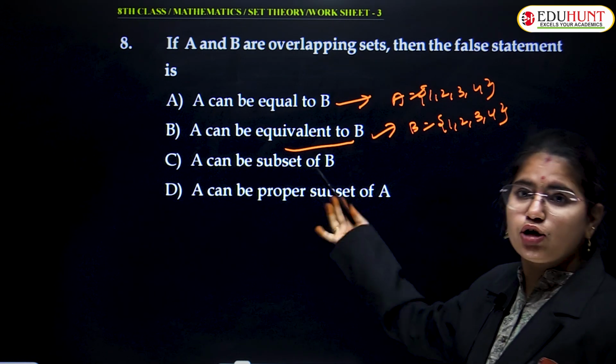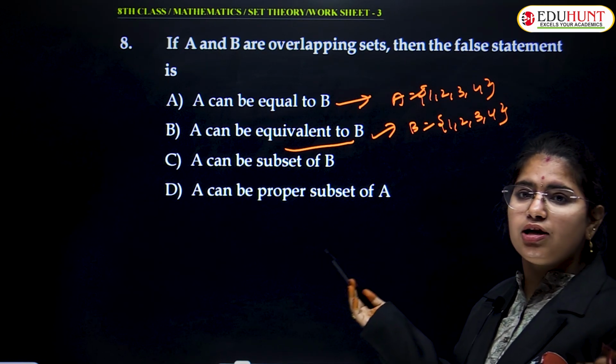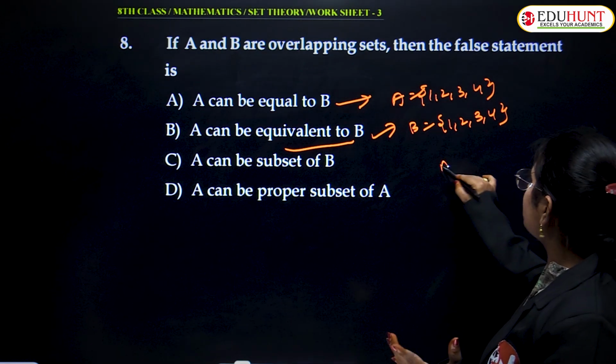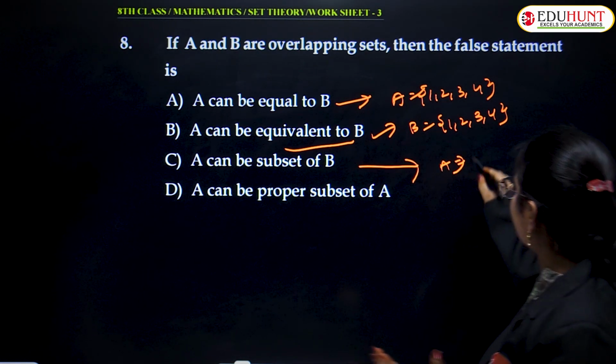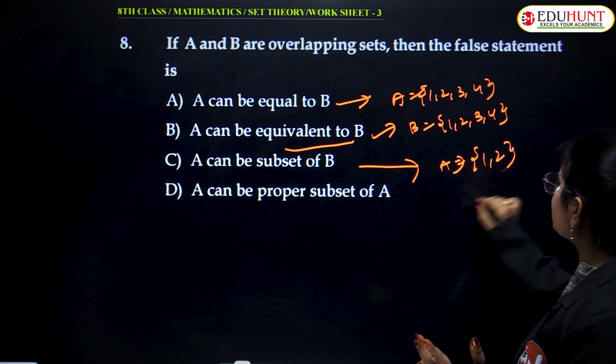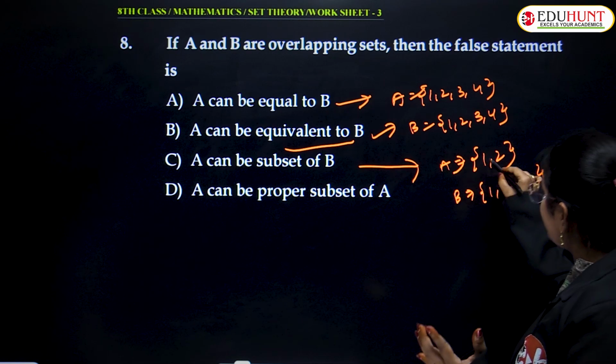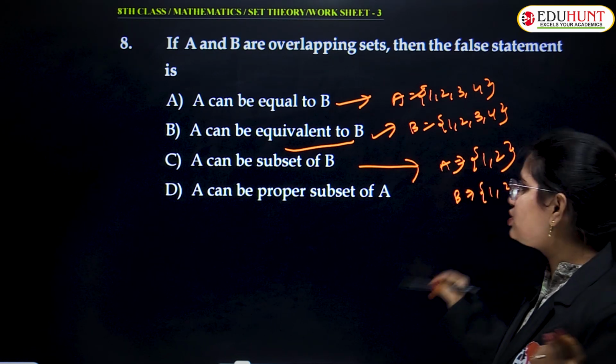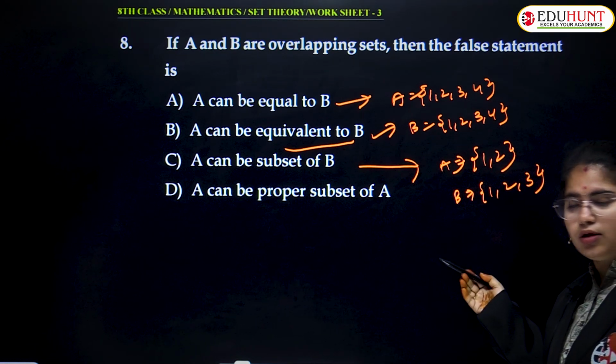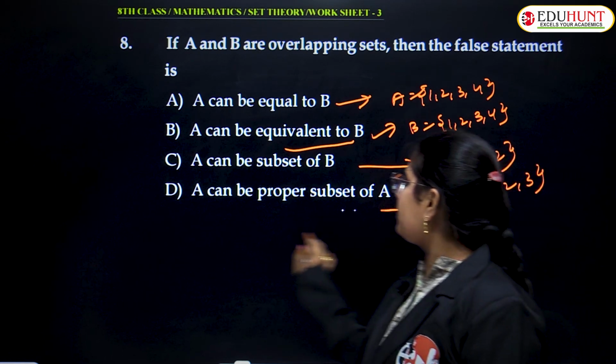A can be a subset of B if you have only one common element. In that case, for this I am giving an example, A take the values 1, 2, and B take the values 1, 2, 3, you have one common element. So, in that case, A is a subset of B. Correct? But can A be a proper subset of B?